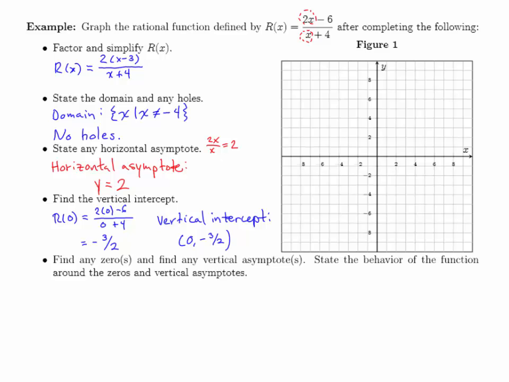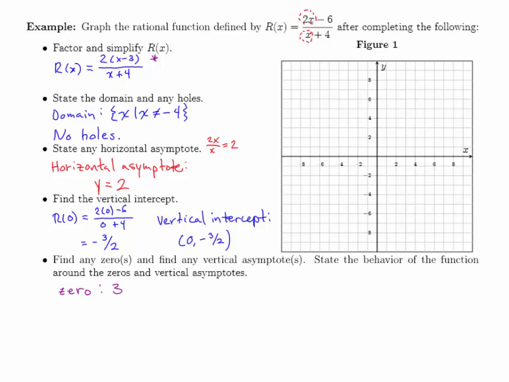All right. And the last part we're going to do here is we're going to find any zeros and any vertical asymptotes for this function. So when we look to find the zeros of a function, we're looking to determine where the numerator is 0. And we can see here that we have 2 times the quantity x minus 3 in the numerator of this function. So that means that the zero of this function is going to be just 3.